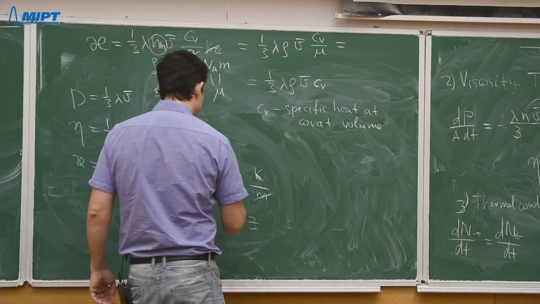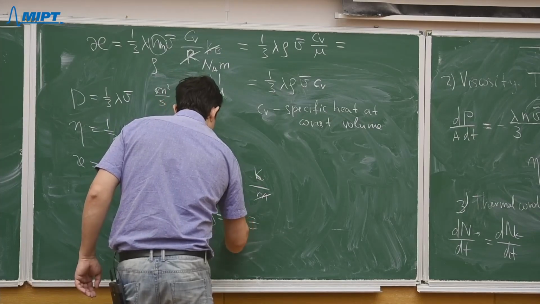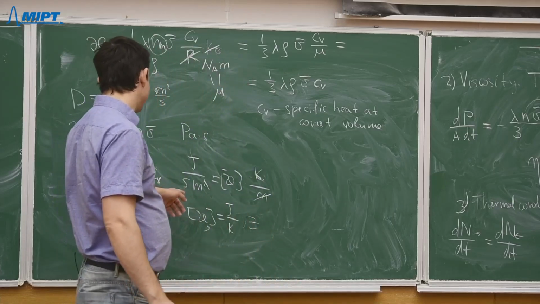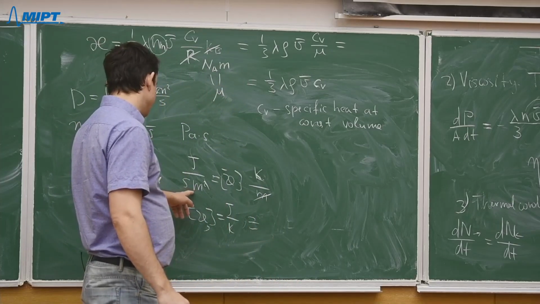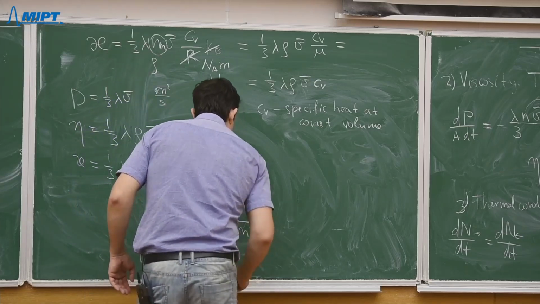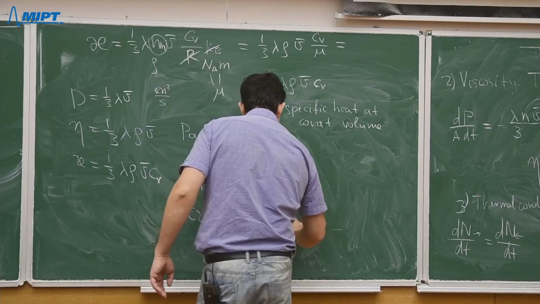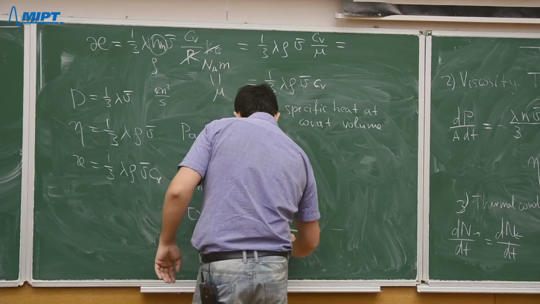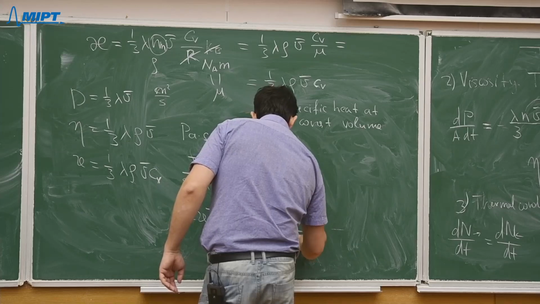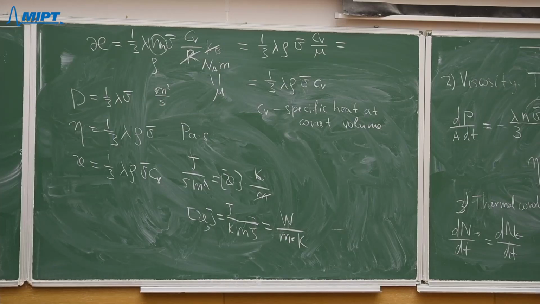So what remains is that kappa equals joule per Kelvin multiplied by, okay, over meter over second. Okay, joule per second is watt. So this is watt over meter over Kelvin. So that's the SI unit for thermal conductivity.